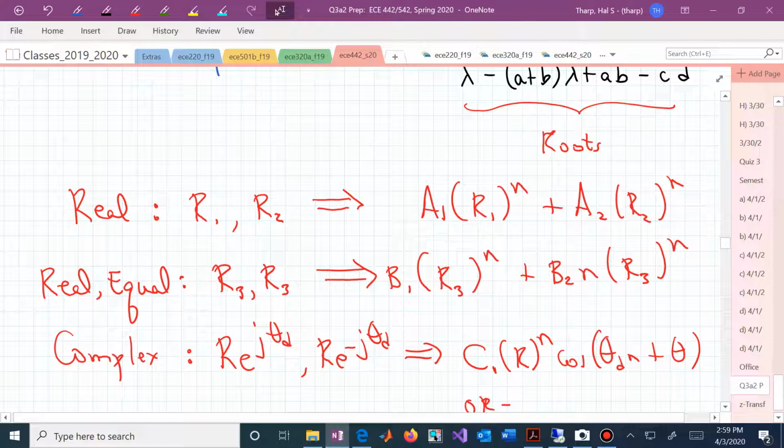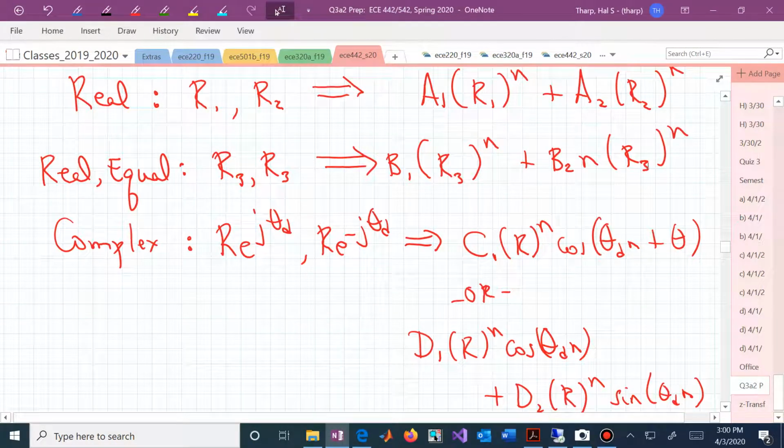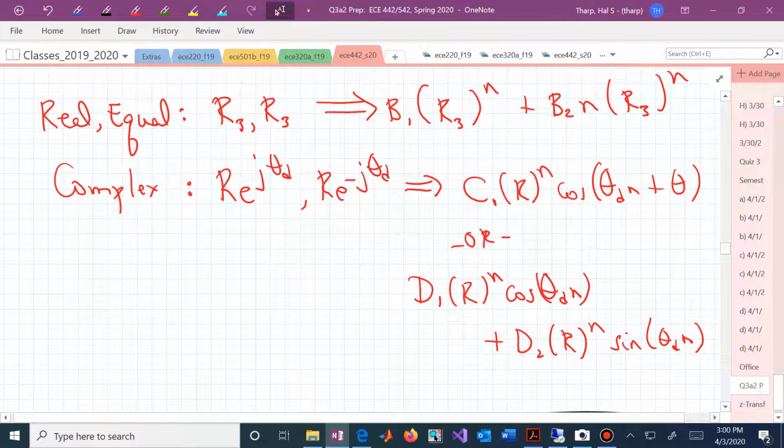If they are real and equal, now we actually see that we have an n weighting the r sub 3 to the n, and we'll talk a little bit more about that in a subsequent example. But now we have repeated real roots, and that gives rise to this n r to the n factor, and if they are complex, then we have this exponentially damped sine that could be phase shifted. That's the theta, or it could be represented as an exponentially damped cosine and an exponentially damped sine, all with the same argument, theta sub d n.